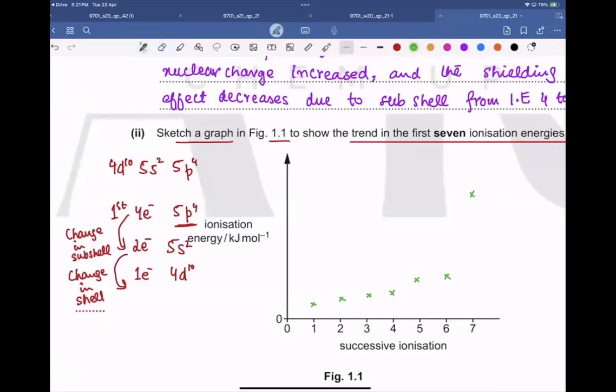So it would be like this: a gradual increase, a little greater increase due to the subshell change, and then a very big increase because the shell gets changed. Okay.